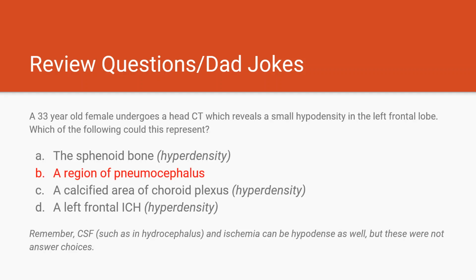The answer here is B, a region of pneumocephalus. So all you need to know for this question is I'm asking for a hypodensity, and so you need to know which of these are hyperdensities, which will show up white on CT, and which are hypodensities, which show up dark. The only hypodensity listed here was air, which would be seen in pneumocephalus. Bone, calcium, blood are all hyperdensities. And then don't forget that CSF and ischemia are some of the other common hypodensities we'll see on head CT.